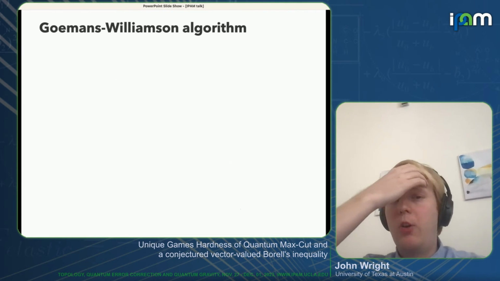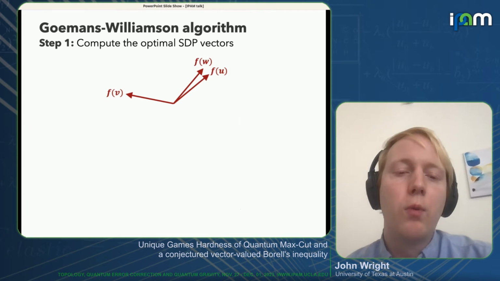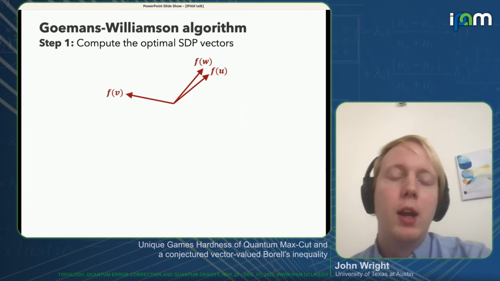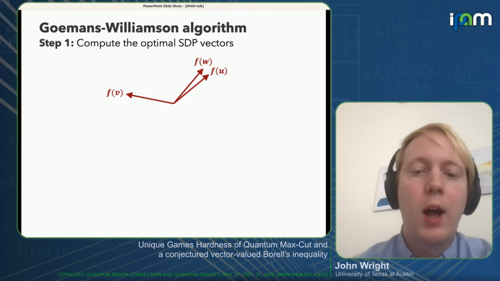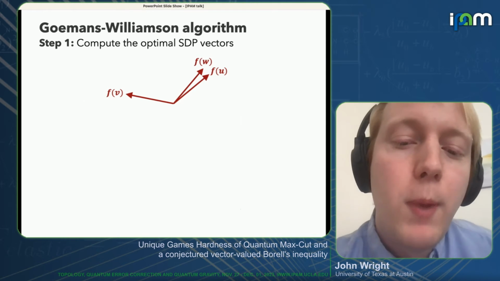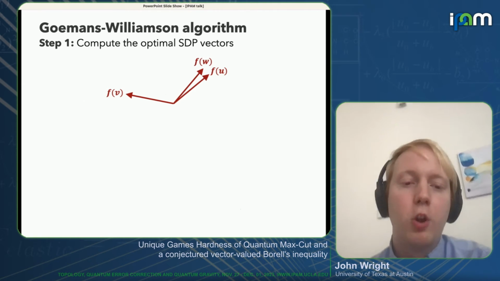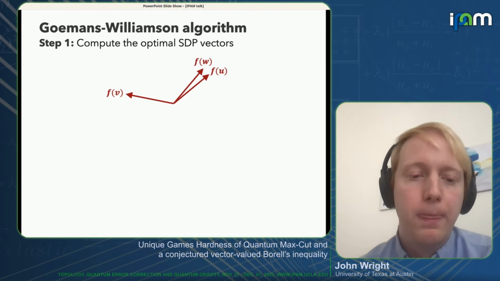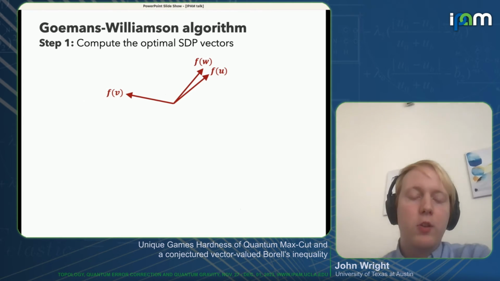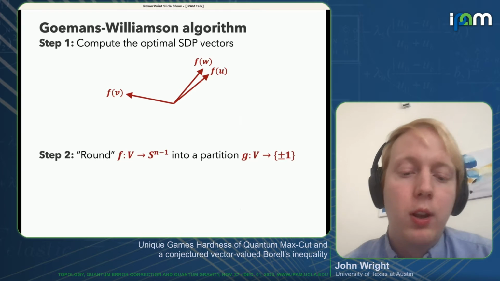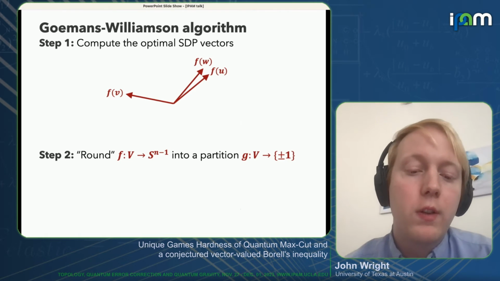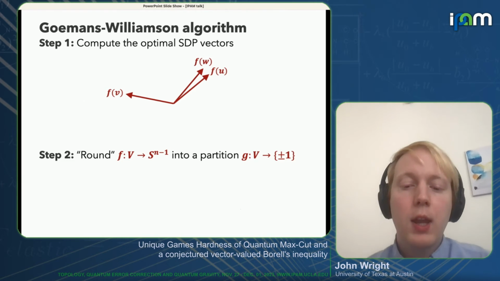Okay, so the Goemans-Williamson algorithm, step one: it runs the semidefinite program and uses it to compute these optimal SDP vectors. So maybe these are the vectors that the Goemans-Williamson algorithm starts with. And then step two is a step called rounding. What this is going to do is convert these vectors into a partition of the graph.